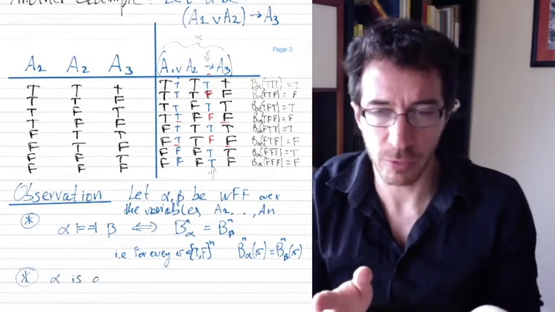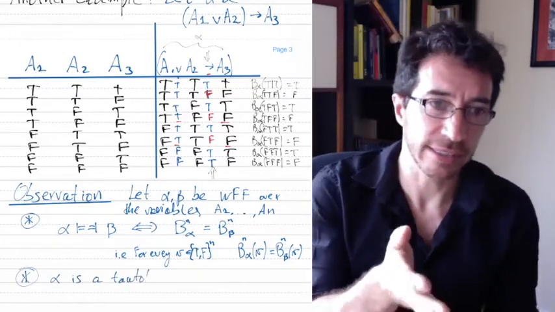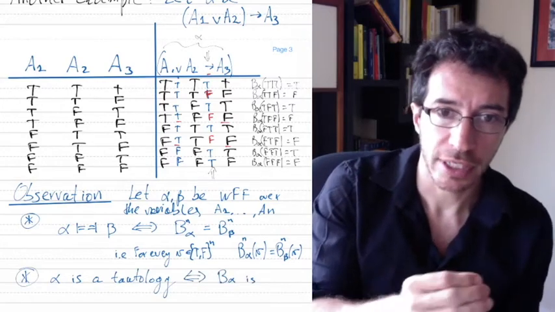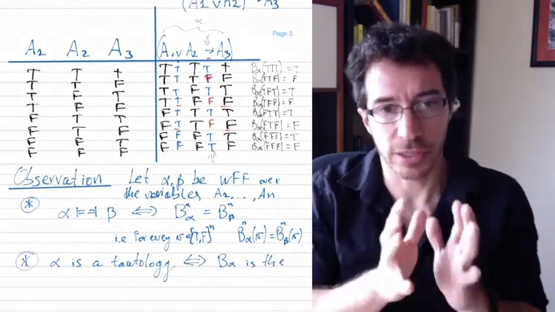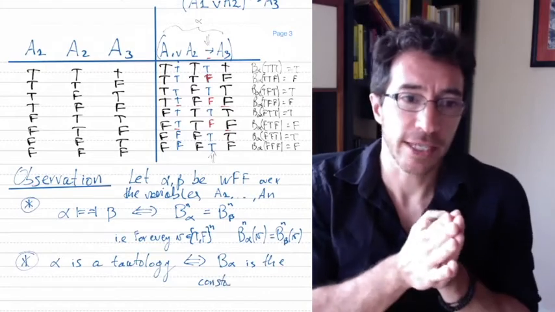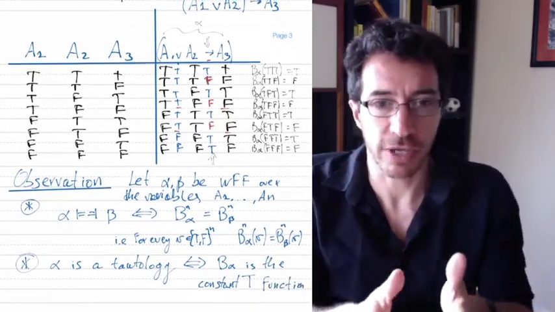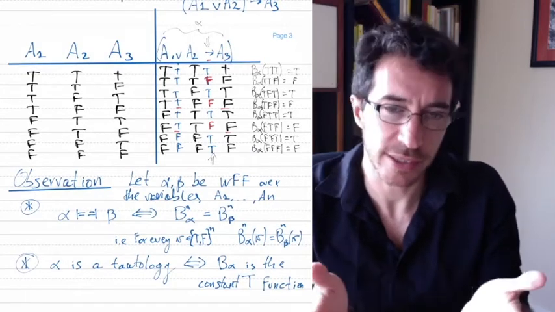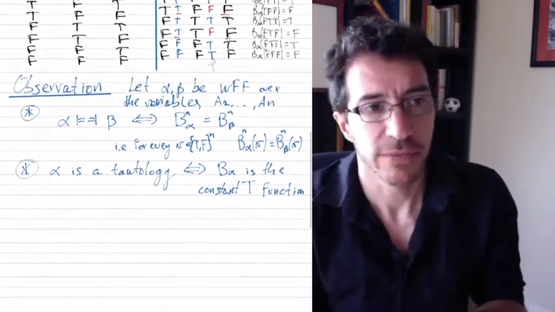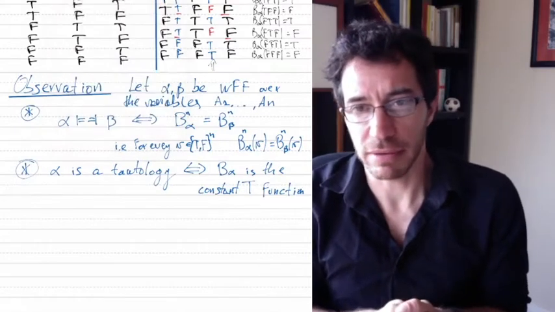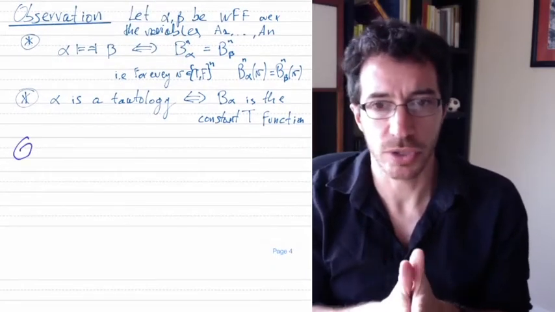And then a very quick observation, that alpha is a tautology. If you remember what tautology means, it's true independently of how you assign the truth to the variables. That's going to be if and only if b sub alpha is the constant function that always gives you true. I'm just repeating the words essentially in a different way. Good. So these b sub alphas help us to understand these notions.